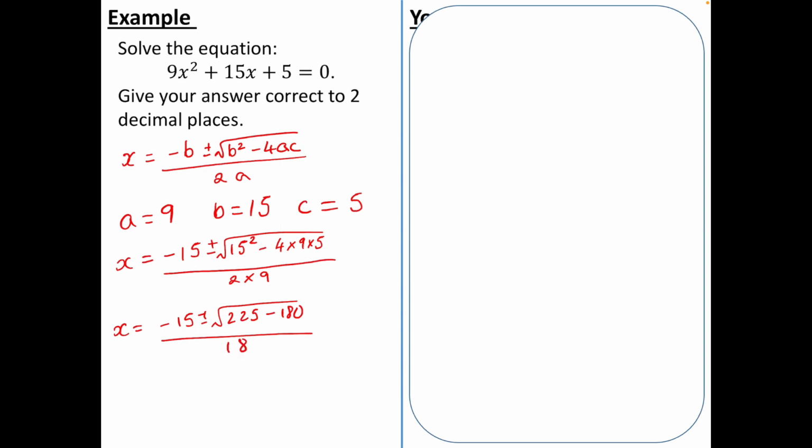I would even go one step further and again simplify this by hand. I would still not yet type it all into my calculator, and I would work out what this section was here and just write it as a number. And it's going to be 45. So I know that x is equal to negative 15 plus or minus the square root of 45 divided by 18. Now I would pick up my calculator and write it in once with the plus, and once with the subtract.